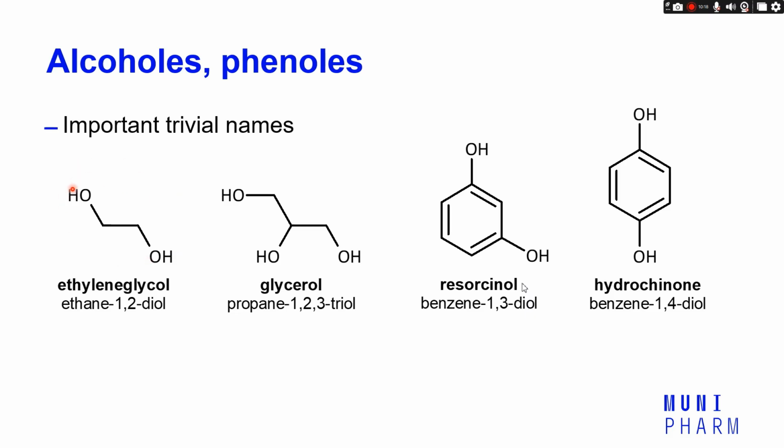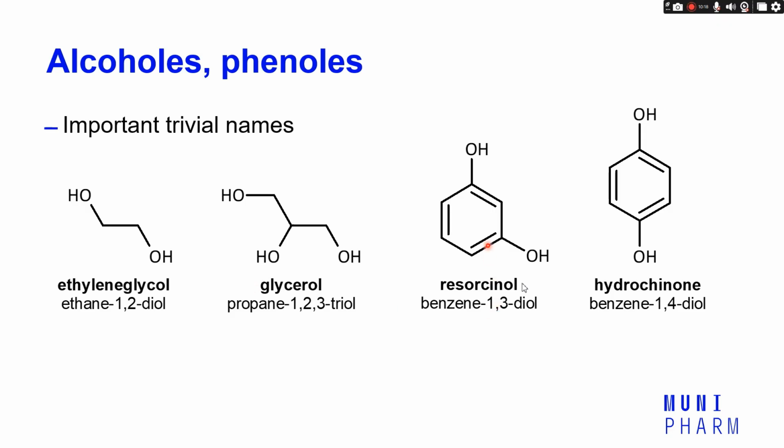You can see that this compound is a very simple alcohol, 2 carbons and 2 hydroxy groups. The systematic name is ethane-1,2-diol, but very commonly the name ethylene glycol is used. Similarly, this compound with 3 hydroxy groups, which is systematically propane-1,2,3-triol, is called glycerol.